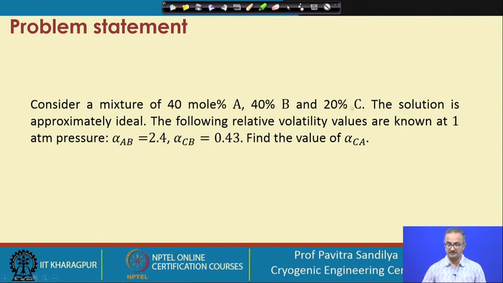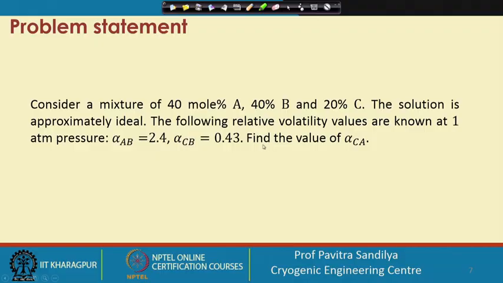The solution can be taken to be ideal, and with this ideal assumption these are the relative volatilities alpha AB and alpha CB which are given. Alpha AB is 2.4, which means A is more volatile than B, and alpha CB is 0.43, which means C is less volatile than B. So overall, A is more volatile than B and also more volatile than C. A is the most volatile component, whereas C is the least volatile component in this mixture.